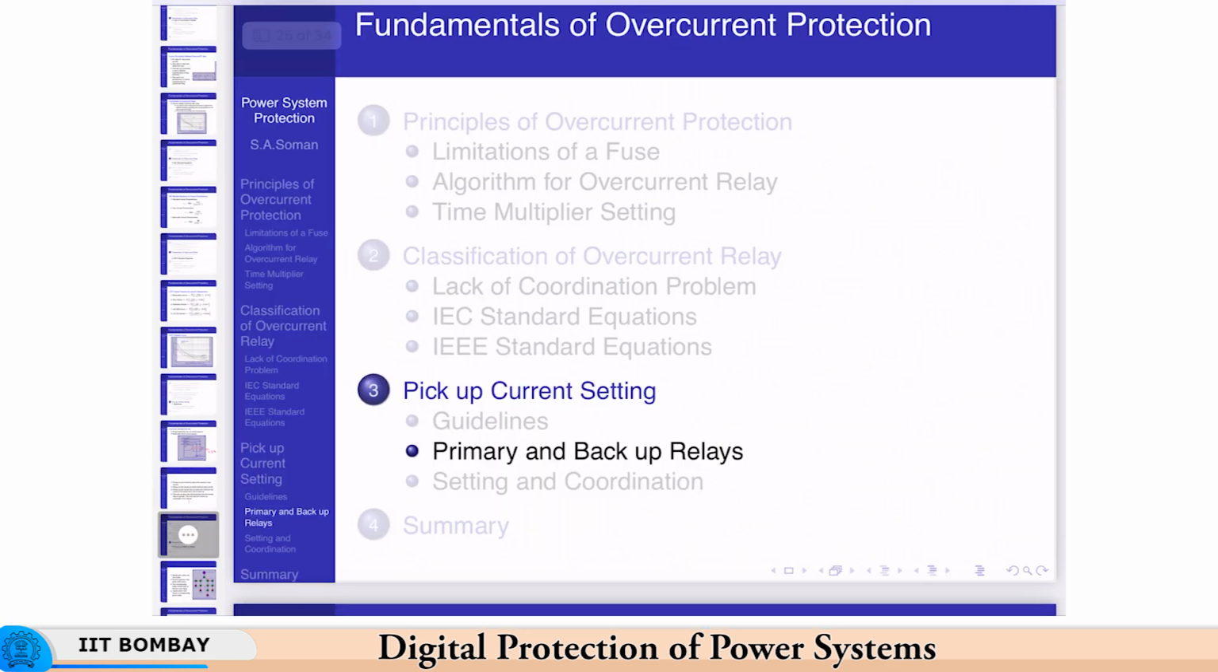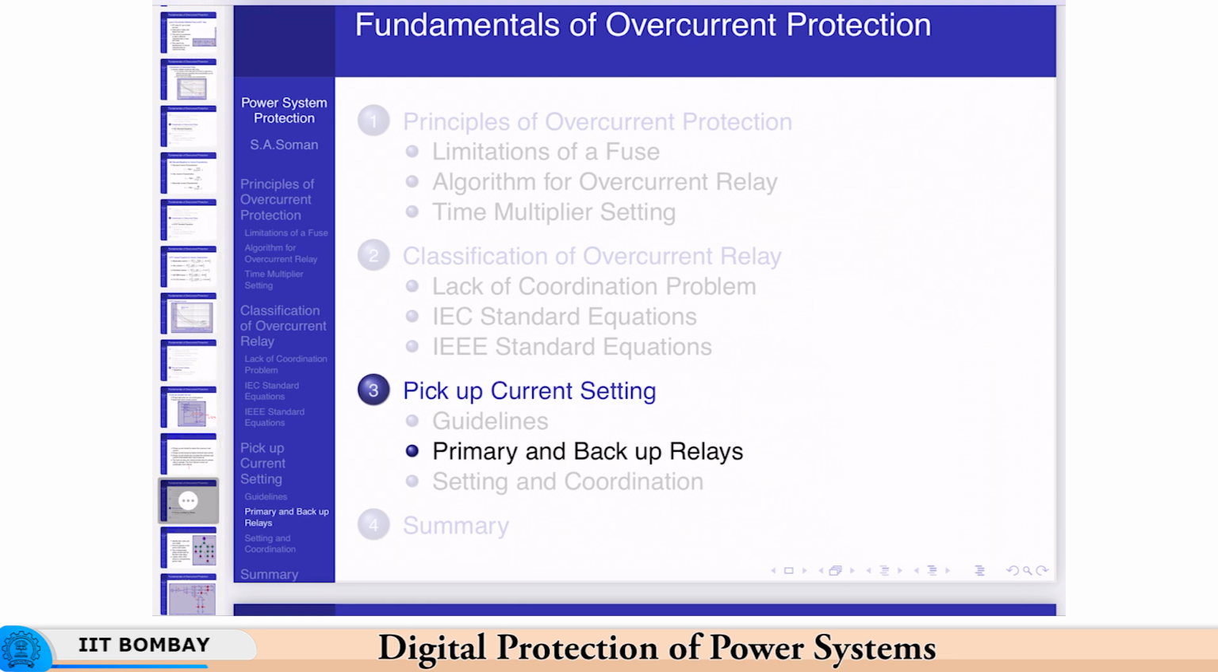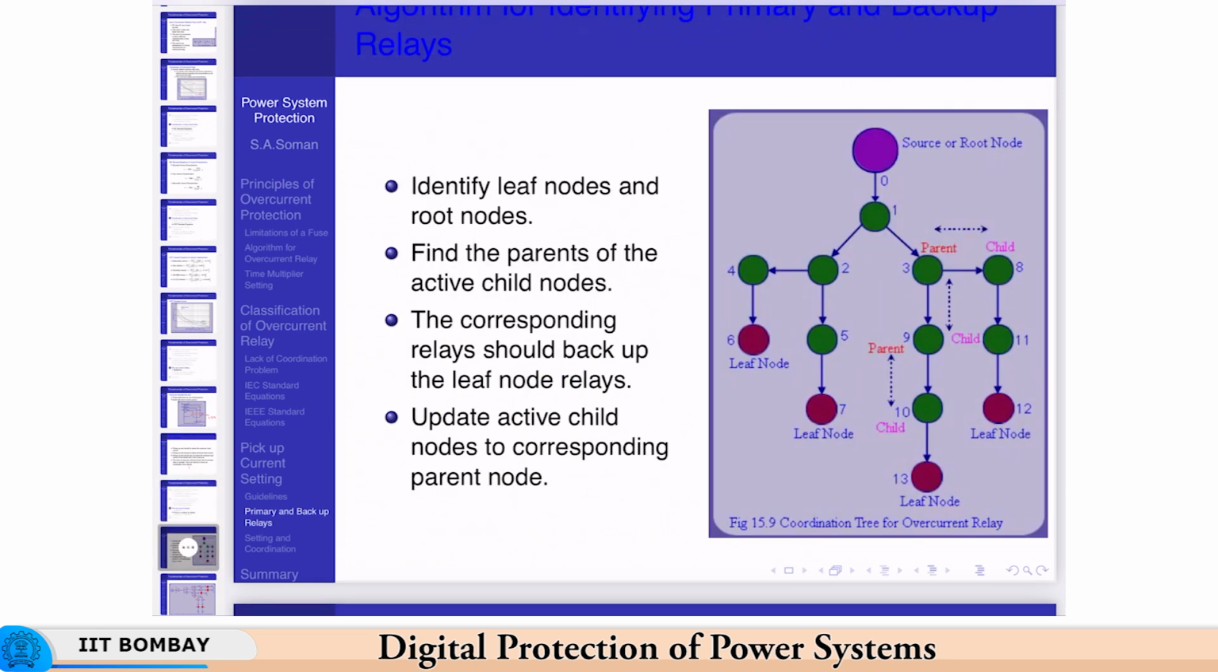Okay, so what are the primary and backup relays, and how do we set them? We will of course see it with an example, but before that we will have a look at what the primary and backup relays are, and then how we go about setting them. Here in this figure, these relays show a coordination tree. This doesn't show the feeder diagram, but it just shows the nodes, and the nodes mean that there are relays also at the nodes of those feeders.